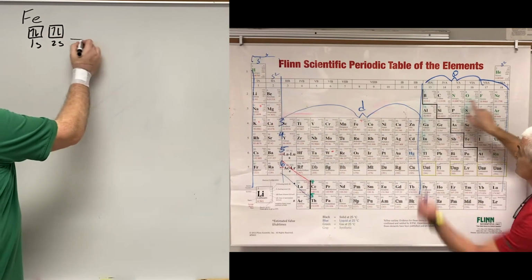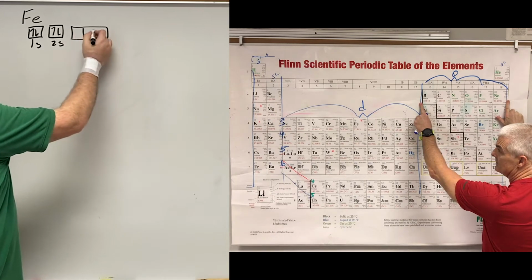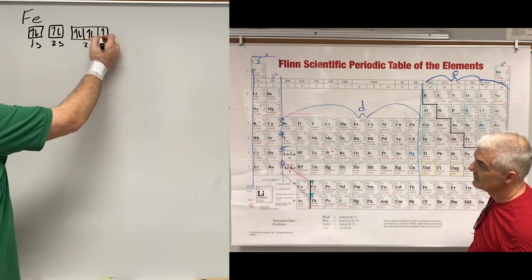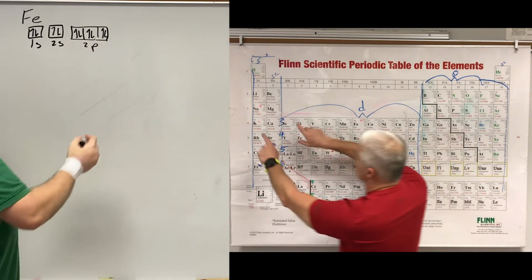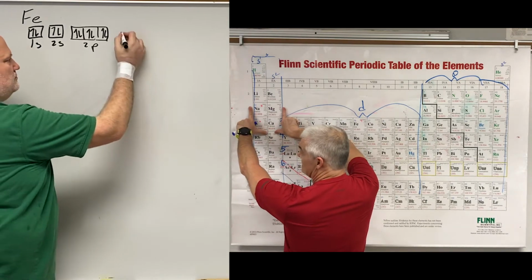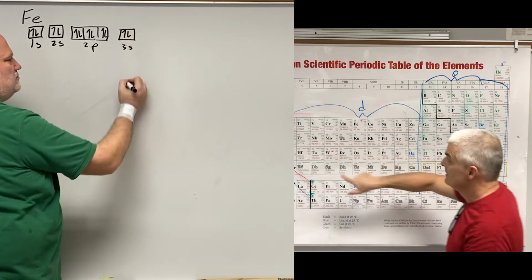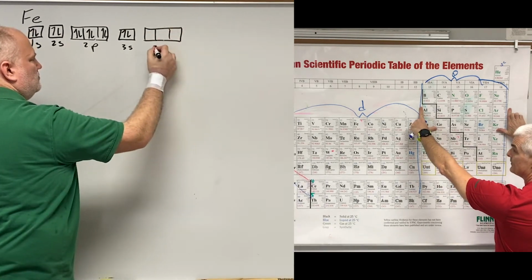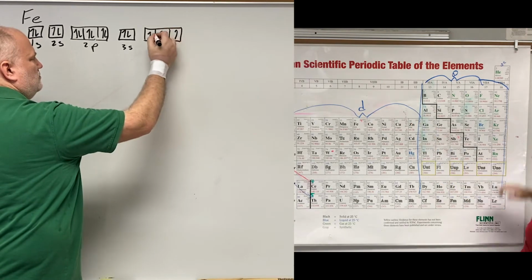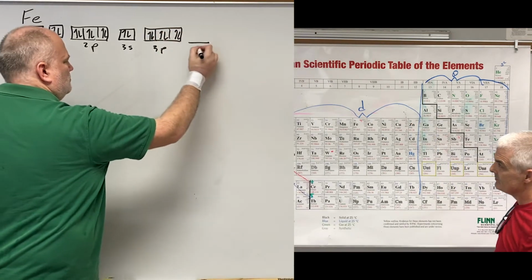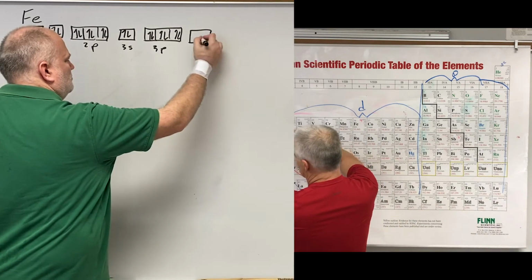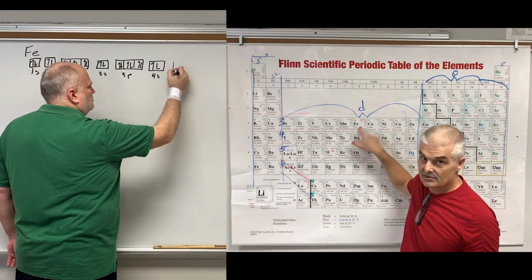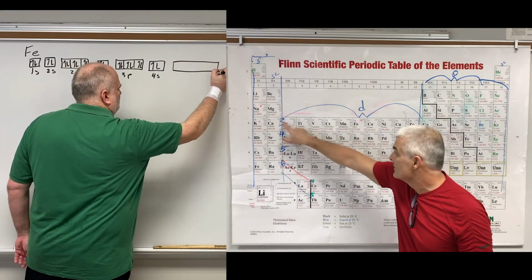Then we move over here to the 2p. See what Mr. Dmitrowicz is doing. Even now, I'm putting one in at a time, even though I know I'm going to bypass them all. And then we're going to go to 3s, this block. Reading like a book, left to right, top to bottom. 3p. 4s. And this is our last one because iron's last electrons are in the 3d level.